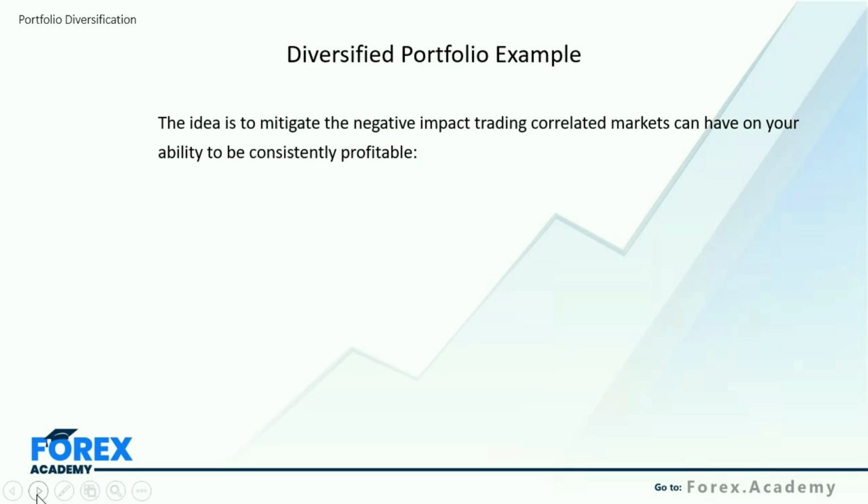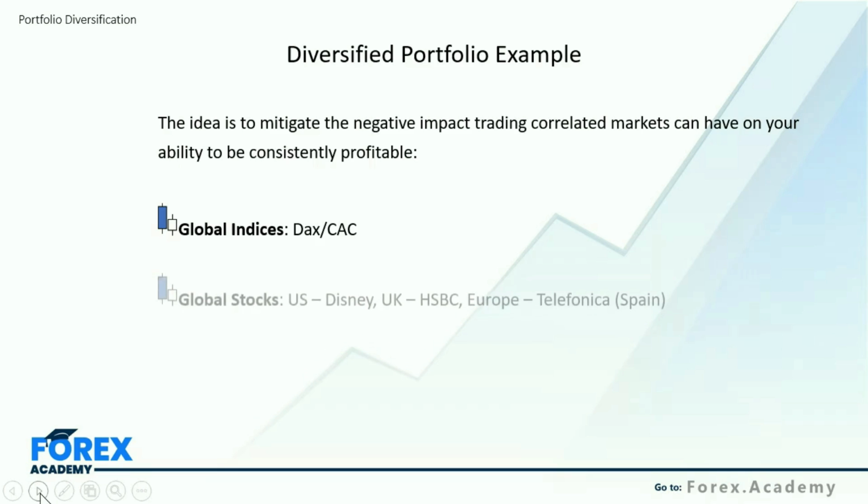So moving on then to an example of a truly diversified portfolio, and the idea is to mitigate the negative impact trading correlated markets can have on our ability to be consistently profitable. So here we're talking about global indice markets like the DAX 30, for example, or the CAC 40, which is the French stock market. So those are two European indice markets.